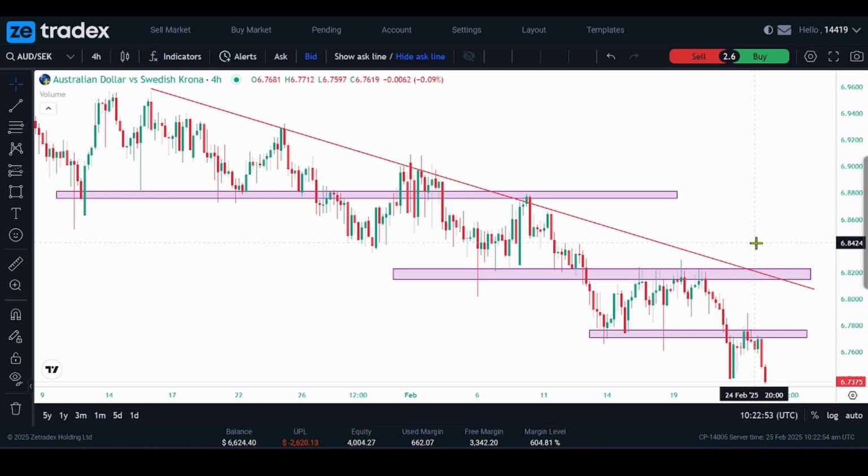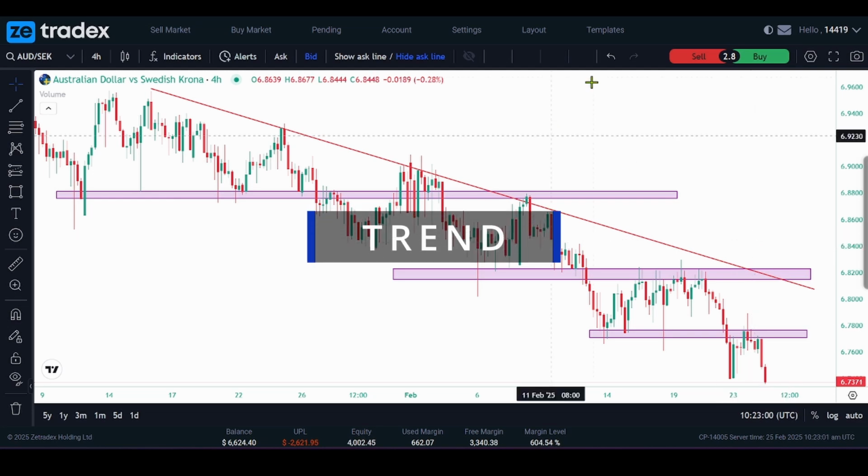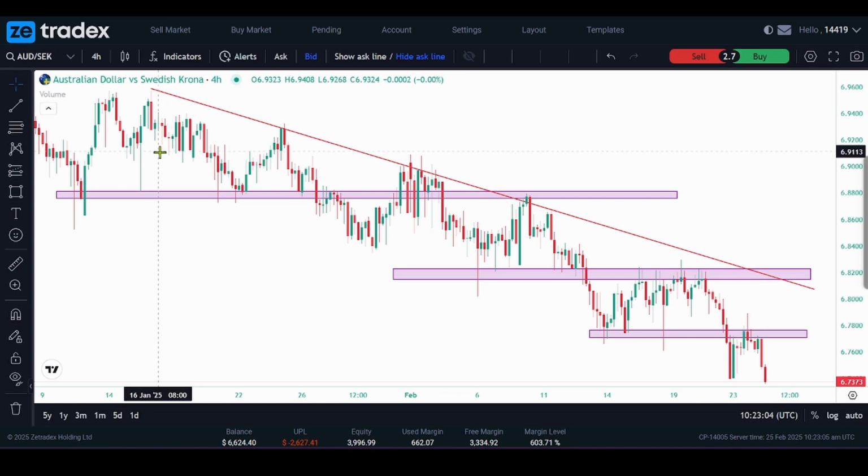To identify the strength of a trend, first and foremost, you need to identify a trend. And we can clearly see that this is a downtrend as the market was making lower lows and lower highs than the previous low and high.